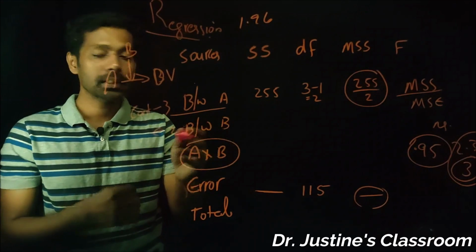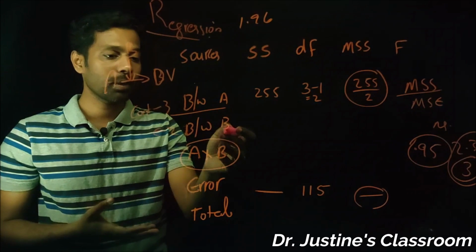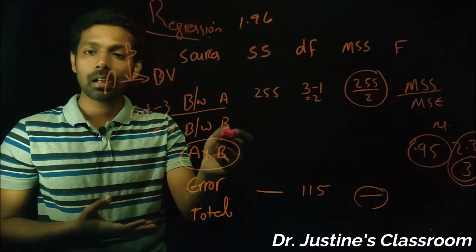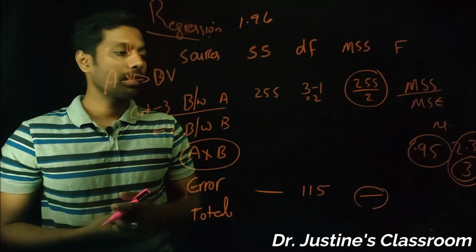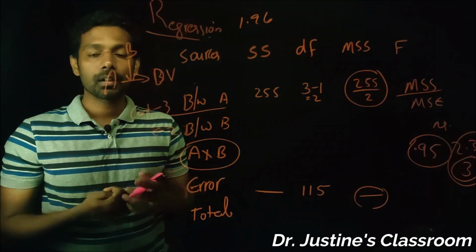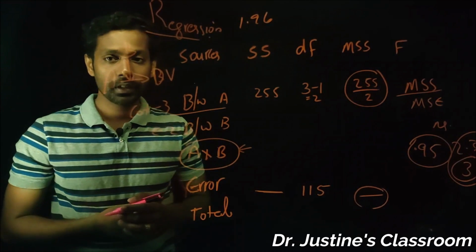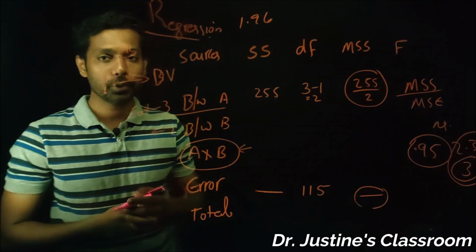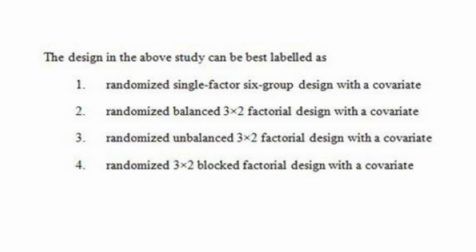Okay, so in this context, as both variables, the independent variable and the moderator variable, are categorical, a two-way ANOVA will be perfect. So in this context, you have to look into the condition where the moderation effect is not significant. Which option talks about that possibility? Yeah, look at the third one. Retention interval does not moderate the effect of organization of material. Yeah, that's it.